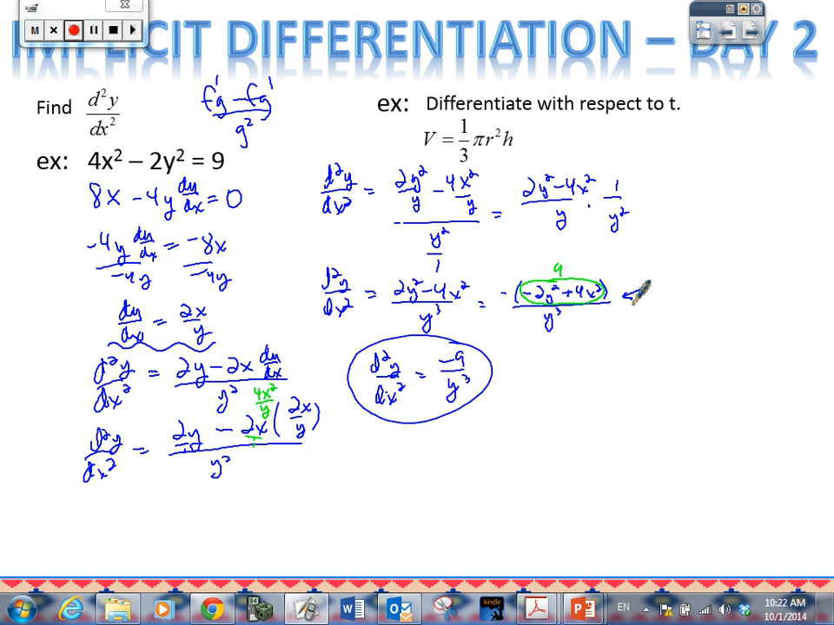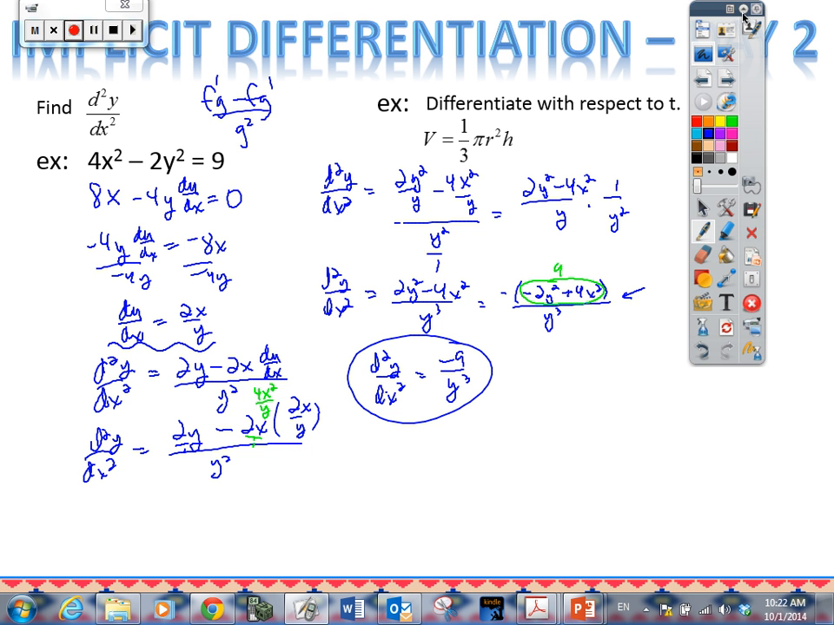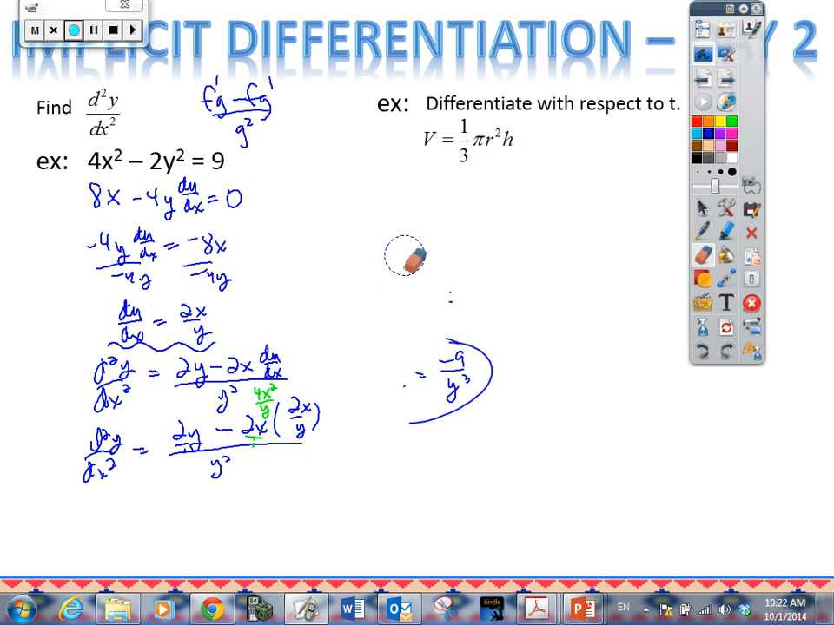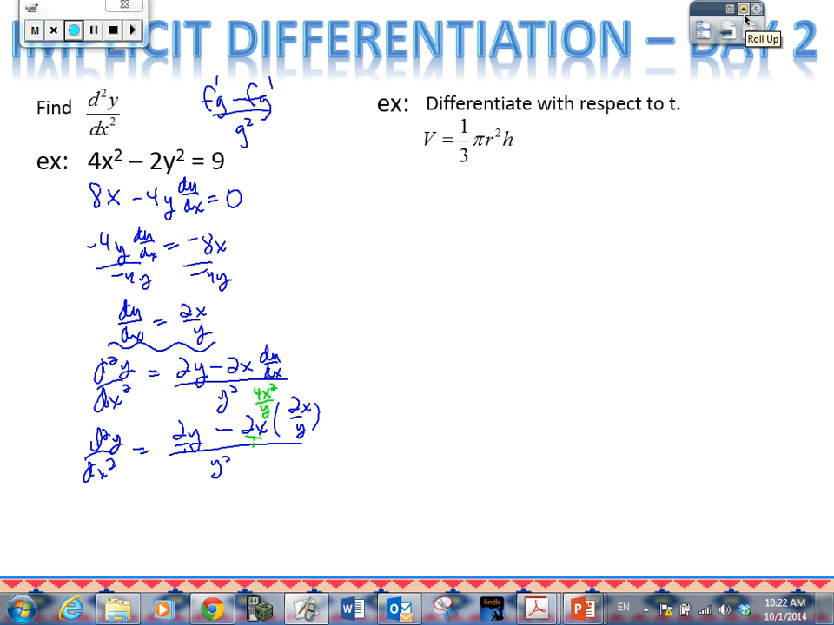All right. We have one more thing to look at. That's this problem right here. So, let me get us some space over here. All right. So what this is in preparation for, it's actually for our related rates, which we're going to be starting tomorrow.